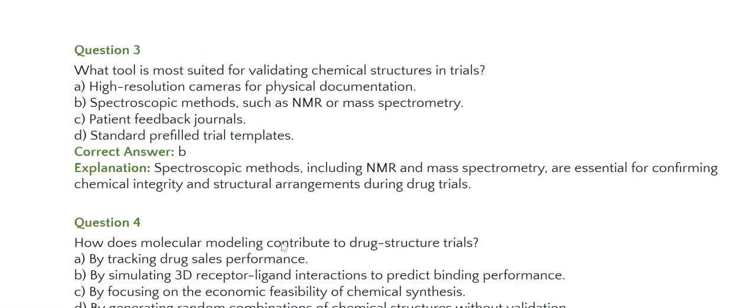Question 4. How does molecular modeling contribute to drug structure trials? A, by tracking drug cells performance. B, by simulating 3D receptor ligand interactions to predict binding performance. C, by focusing on the economic feasibility of chemical synthesis, or D, by generating random combinations of chemical structures without validation? And the answer here is B. By simulating 3D receptor ligand interactions to predict binding performance.